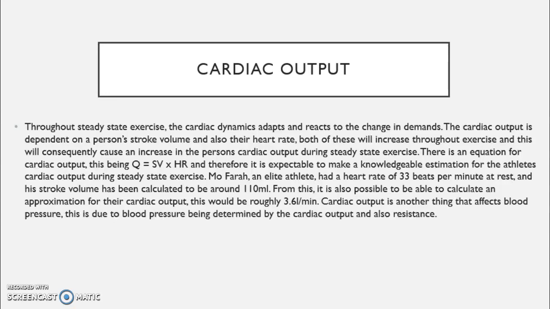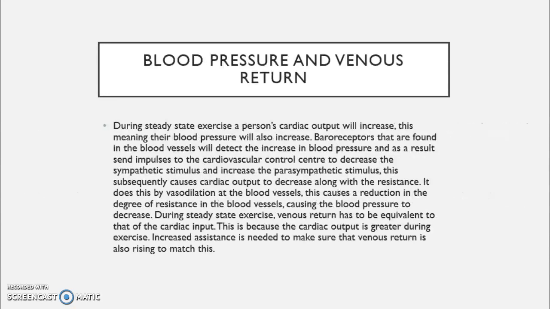So cardiac output is another thing that affects blood pressure, and blood pressure is determined by cardiac output and also resistance in the arteries and veins, which is a topic I'll get to later on. So blood pressure, and how it relates to venous return.